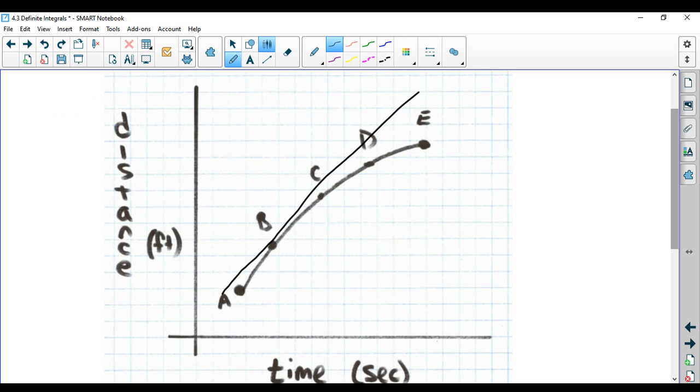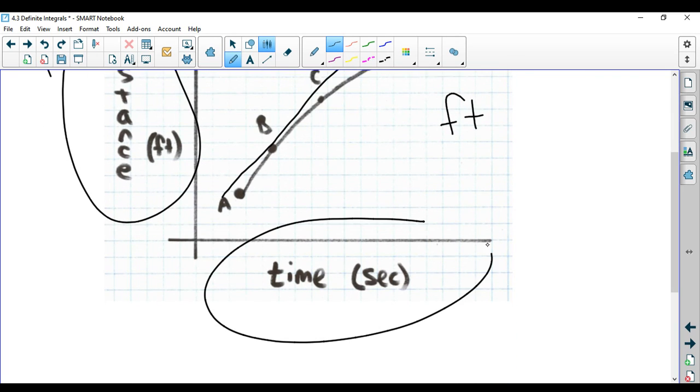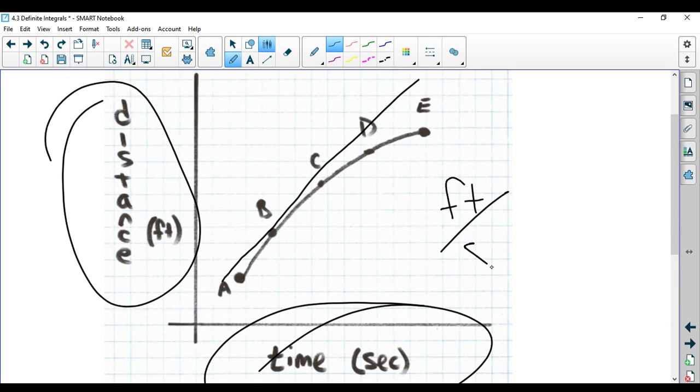And remember, derivative was a slope, so derivative would have been y, which is the distance, over x, which is the time. So derivative was a slope.